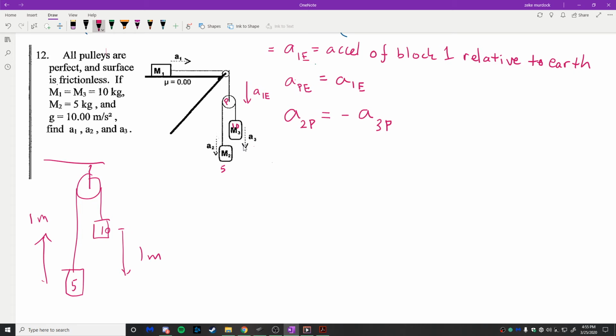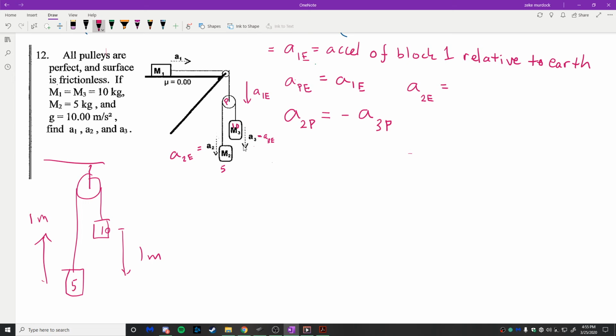Now, what I mean by each of these here is that this is actually going to be A2E. That's going to be down. And this one is going to be A3E right here. Both of those will be down. But maybe you can figure it out. If I know this relationship, and I want to figure out, for example, what is A2E equal to?